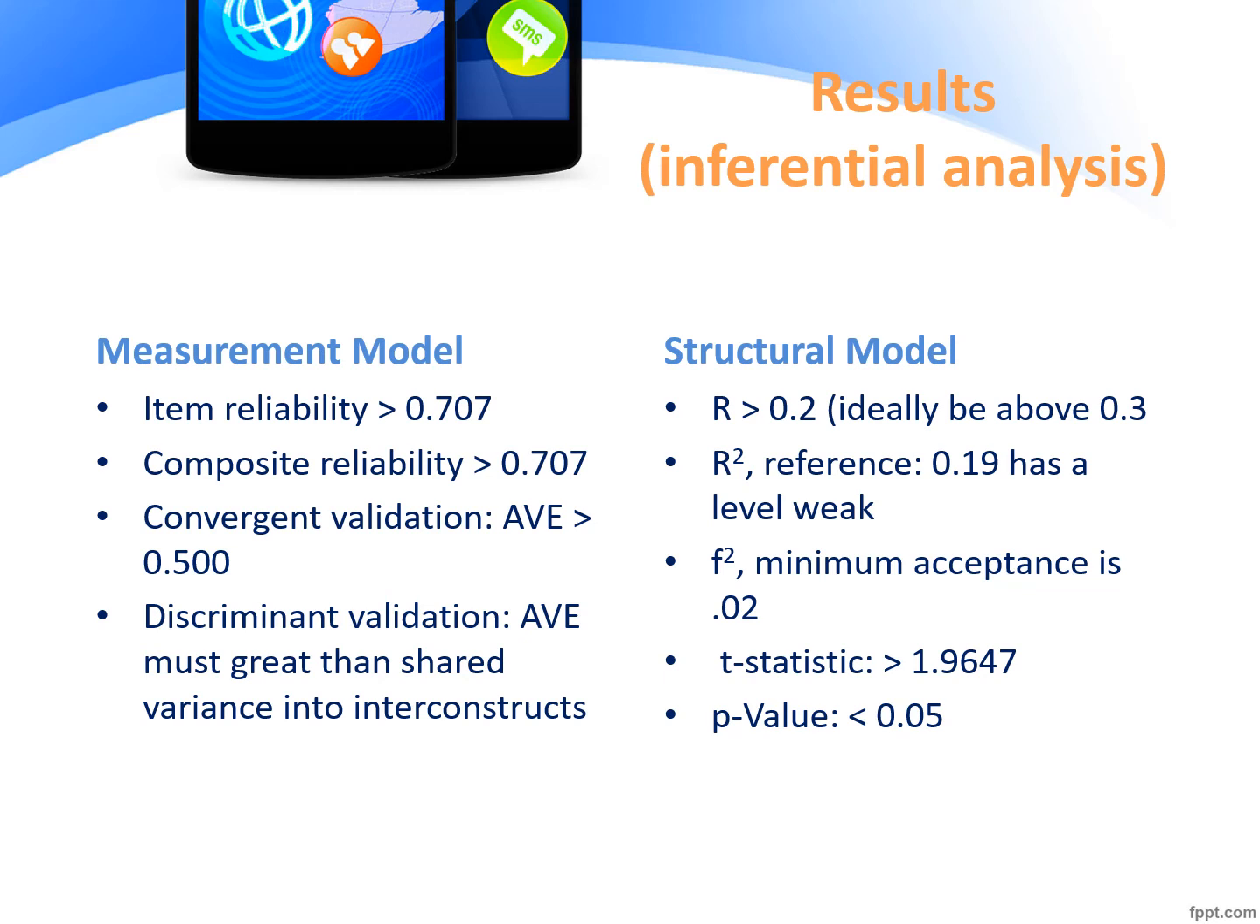For the structural model, some essential elements must be met to support the hypothesis. Correlation, or R, must be greater than 0.2, ideally above 0.3. Explained variance, or R squared, as a reference, 0.19 is a weak level. F squared, the minimum acceptance is 0.02. The t statistic must be greater than 1.9647. P-value or significance must be less than 0.05.